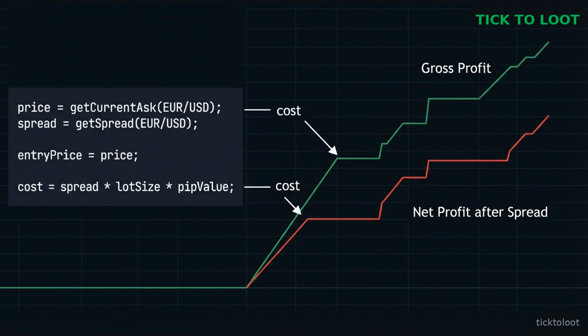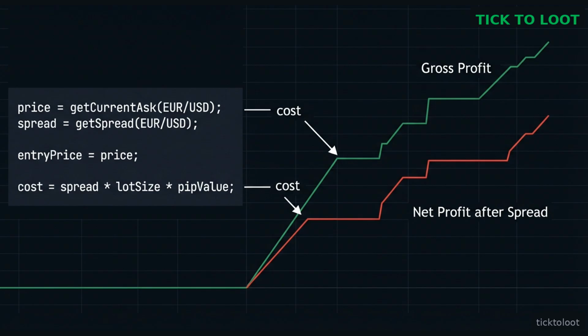Plugging in the numbers, cost is equal to 0.0003 times 0.10 times 10,000 equals $3. This $3 is deducted from any future profit the trade generates. When you later close the trade, you compute the gross profit as the difference between the exit price and the entry price multiplied by lot size and pip value. Then you subtract the spread cost to get net profit. Net profit equals gross profit minus cost.